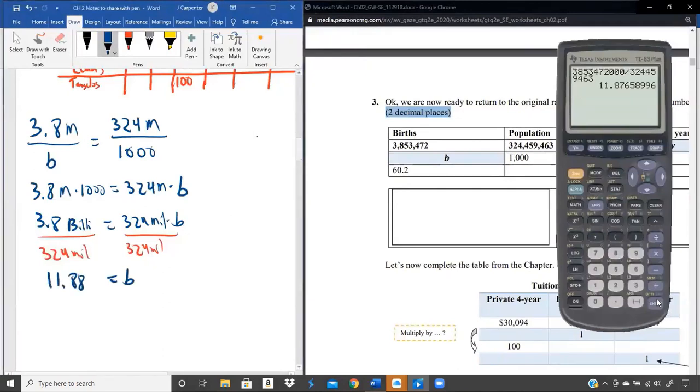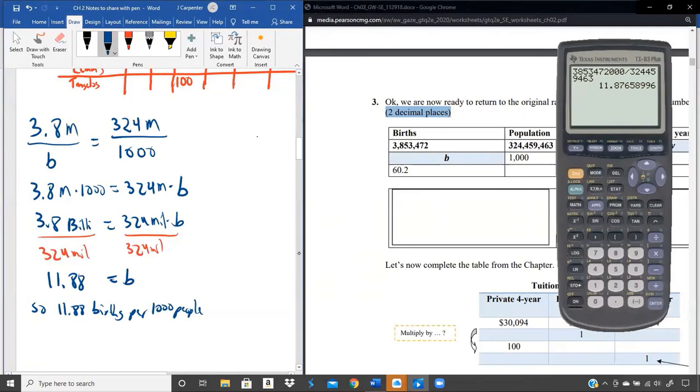Don't forget, with quantitative reasoning, make sure you understand what exactly you're answering. Don't just give this number. This is not the answer. The answer is 11.88 births, based on a population of 1,000 people, per 1,000 people. That's what that number means. It's 3.8 million births per 324 million in population. It's about 12 births per 1,000 people in population.